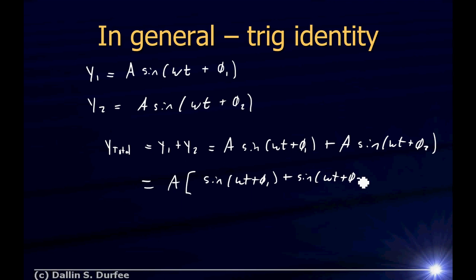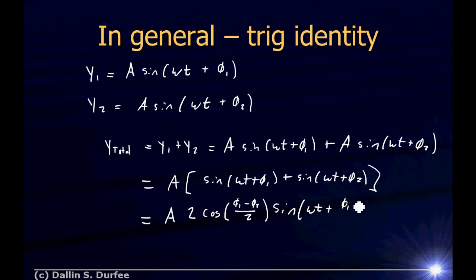plus phi 2)]. There's a trig identity that you may remember, you probably don't, but it says if I add two sine waves together, what I get is 2 times the cosine of the difference in the two. So if I take the difference divided by 2, so I take this minus this, so it's going to be (phi 1 minus phi 2) divided by 2, times the sine of the average. If I average, I add them together. So I'm going to get omega t plus omega t divided by 2 gives me omega t. Phi 1 plus phi 2 divided by 2 is just (phi 1 plus phi 2) divided by 2.